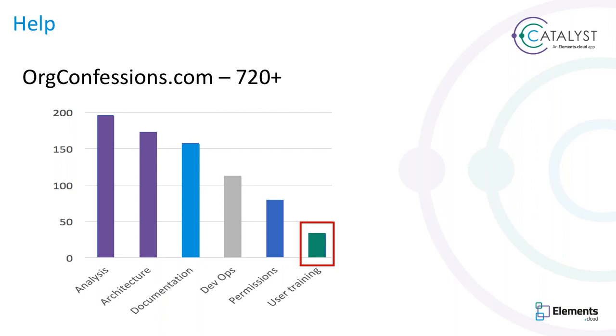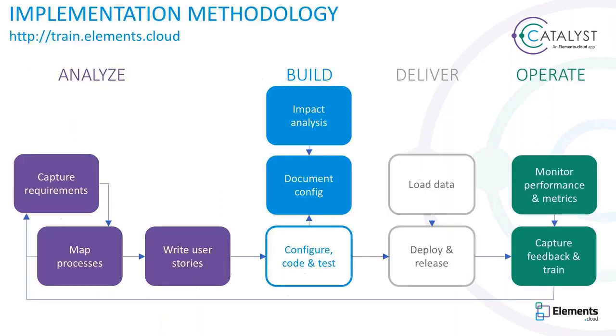So if we think about user training in terms of the implementation methodology, we do the analyze phase, we capture requirements, we map processes, we then write user stories, we then build the application, test it. Ideally, we document it, we do some impact analysis to make sure that whatever we're about to release is not going to break anything that already exists. We load data if we need to, we then deploy and release. And then training and feedback seems to be the last box at the end, which is the thing we do after we've deployed. So we train our end users.